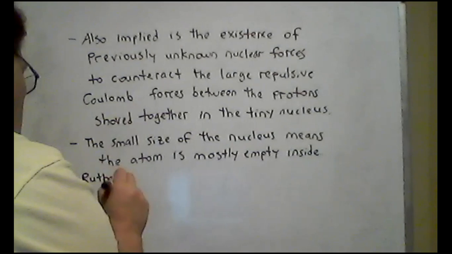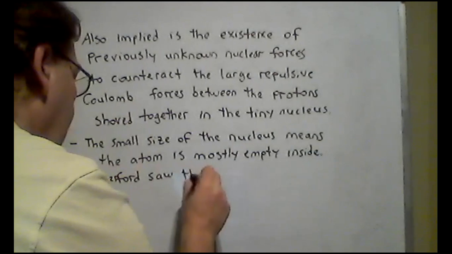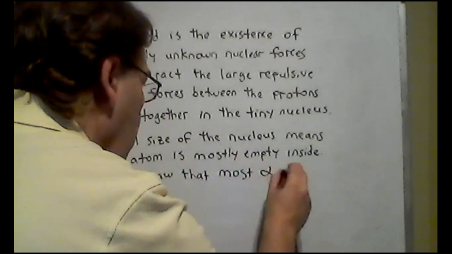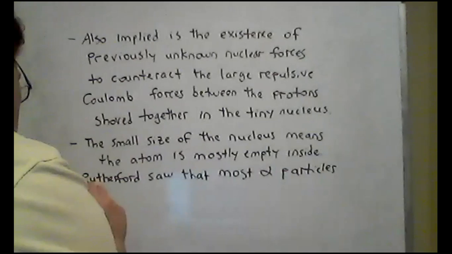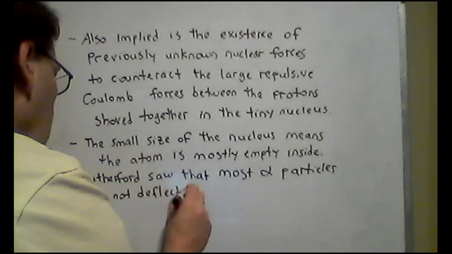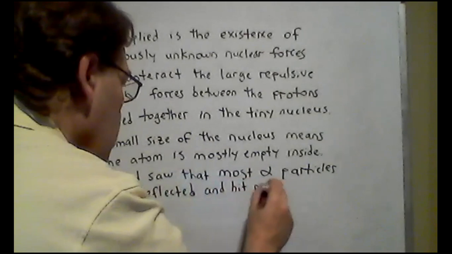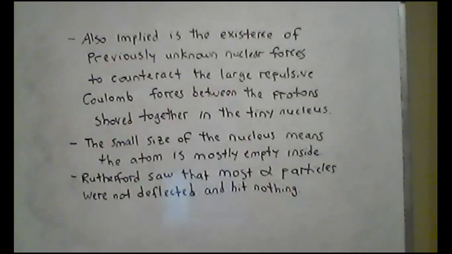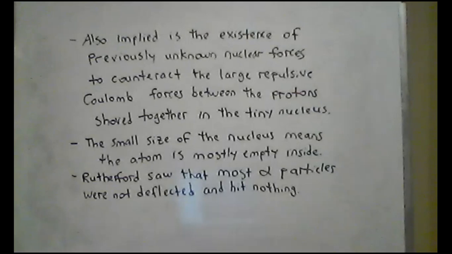Rutherford saw that most alpha particles hit nothing. So they were not deflected. It's just some of them came back at a very large angle. And again, if the atom is mostly empty space, that makes sense. Most of the time you would hit nothing, because most of the time you would be running up against empty space.